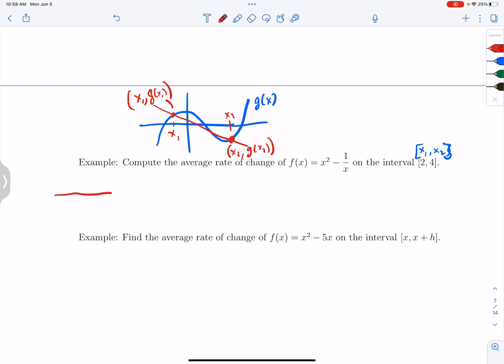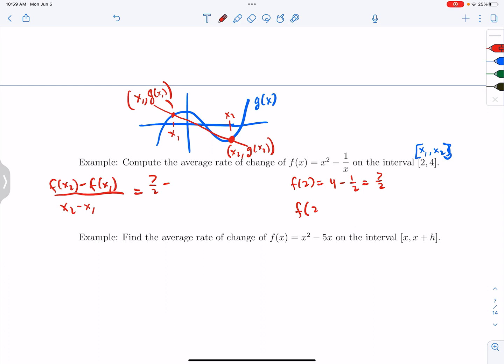Symbolically, I could say x2 minus x1, that's going to go in the denominator. And then in the numerator, we're going to say f of x sub 2 minus f of x sub 1, and that'll give us the average rate of change. Okay, so when I input x sub 2 into this function, I get 2 squared is 4 minus 1/2. That's 7/2 minus f of x sub 1, which is 2.